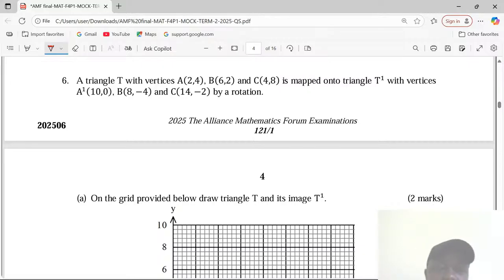Number 6 is a very interesting question. That's where we are now. A triangle T with vertices A(2, 4), B(6, 2), and C(4, 8) is mapped onto triangle T prime with vertices A prime (10, 0), B prime (8, -4), C prime (14, -2) by a rotation. The examiner has specified that it is by a rotation.